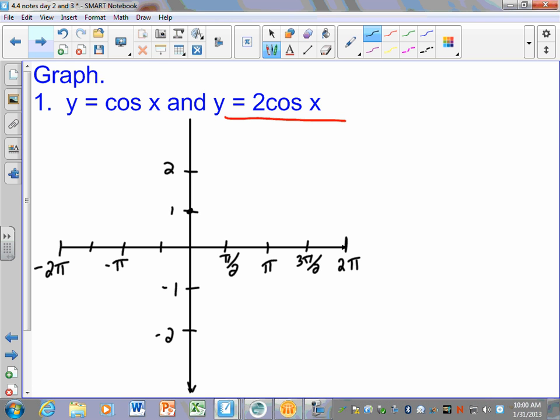So at 0, I know that cosine is going to be at 1. And then it goes back to 0. And then to negative 1. Then back to 0. And then up to 1. Right? Just like we just did. Oh, wait, that should be up here. Right, that's what I call the parent function, the one that you should be able to use to base all your other ones off of.